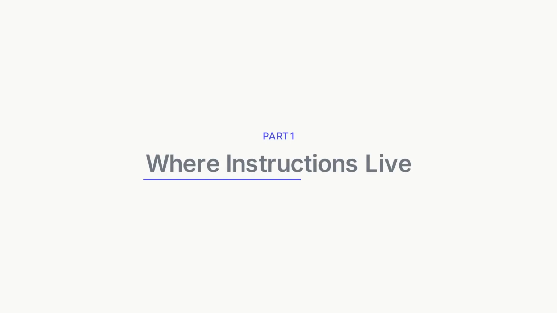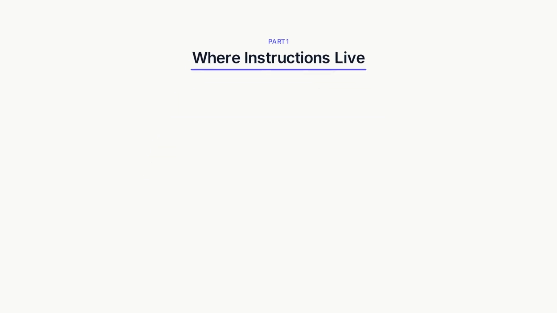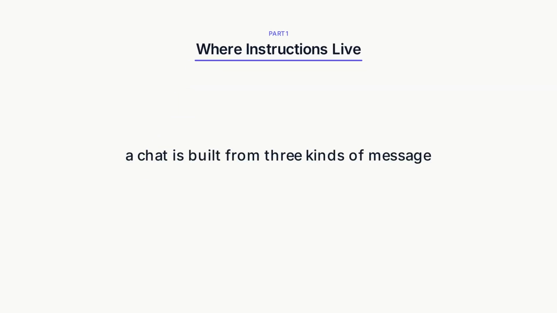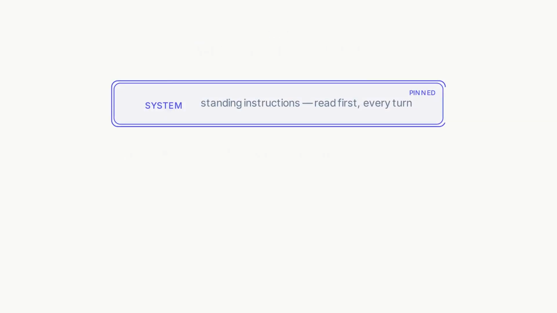Part 1, where instructions actually live. To understand the system prompt, you first have to see that a conversation with an AI isn't one stream of text. It's built from 3 different kinds of messages, and they play very different roles. At the top sits the system message. These are the standing instructions. They're written once by whoever built the product, and the model reads them first on every single turn. Think of them as pinned to the top of the chat, permanent, always in view.